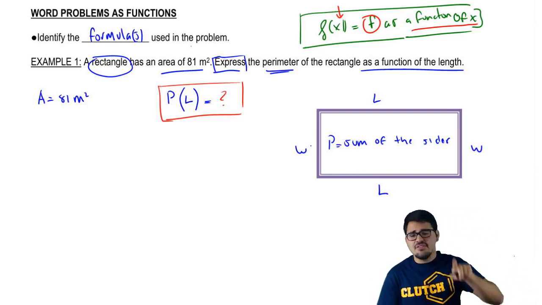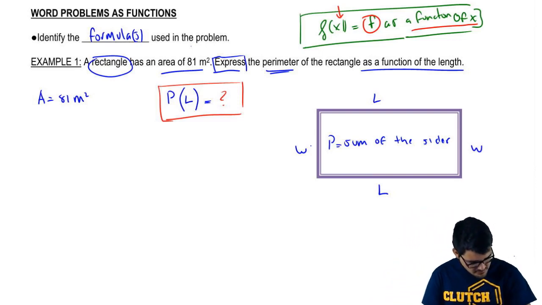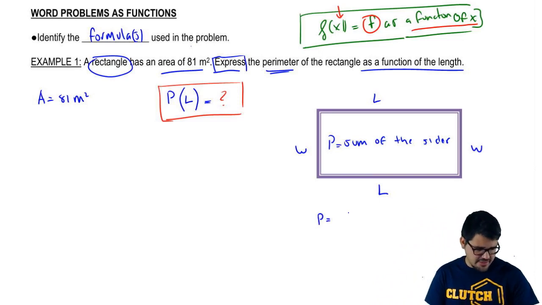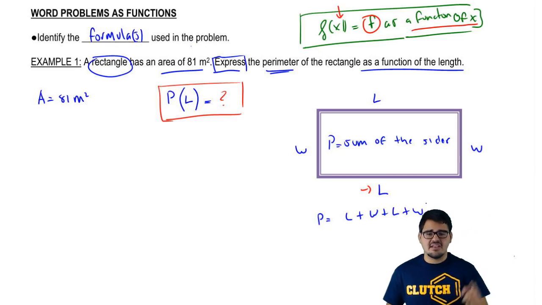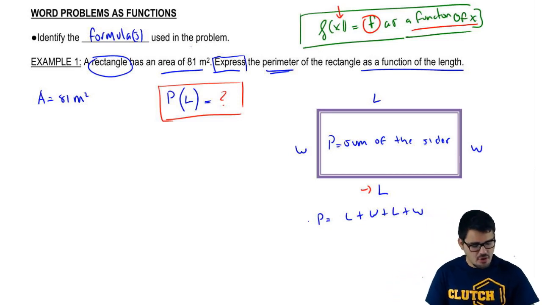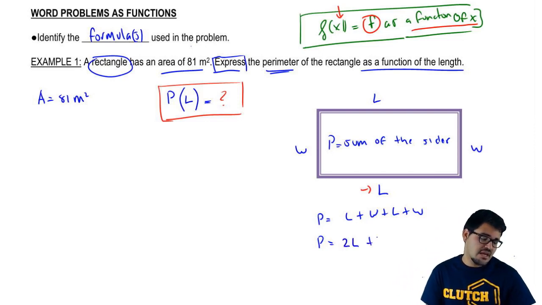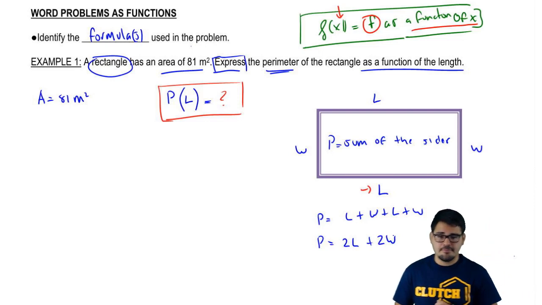If I were to just go around and add this, starting here, I would get L plus W plus L plus W, right? I'm just adding all the sides because that's the way you've been taught to do that. Or for short, we're going to combine the two L's and combine the two W's, giving us two L's and two W's, right?